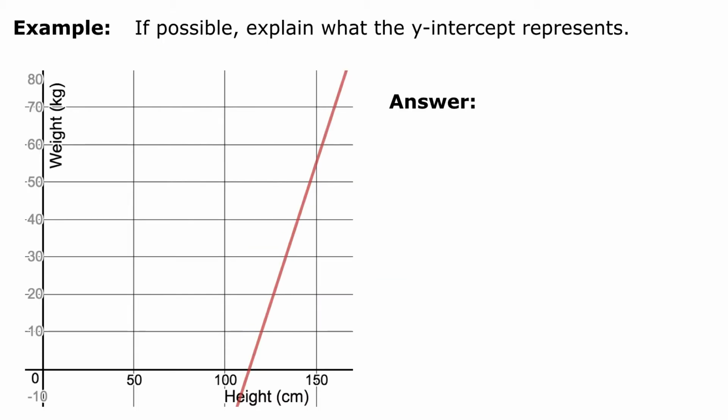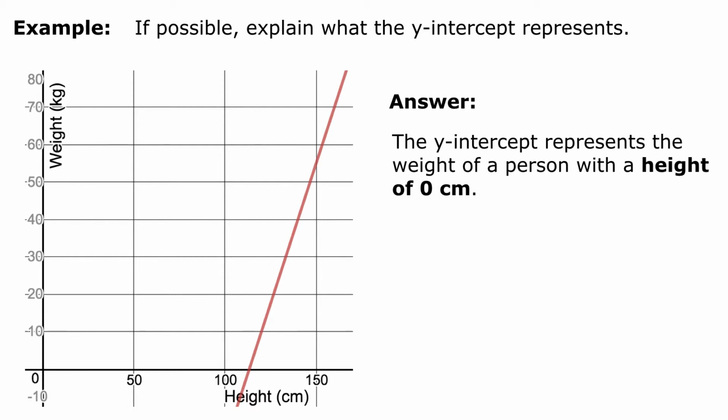So in this example, we want to just have a look at the graph and just explain, if it makes sense, what the y-intercept represents. Now sometimes this is going to be a sensible thing to do, sometimes it's not. So in this case, we've got our height versus our weight. In this case, our y-intercept is going to represent the weight of a person with a height of 0. Okay, so it's going to be where it cuts through that y-axis, and that's when our height is 0.